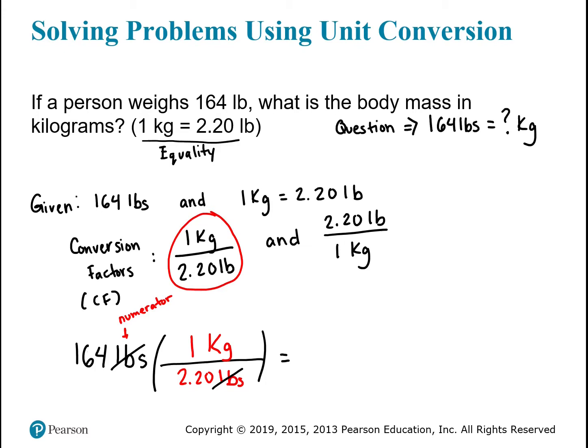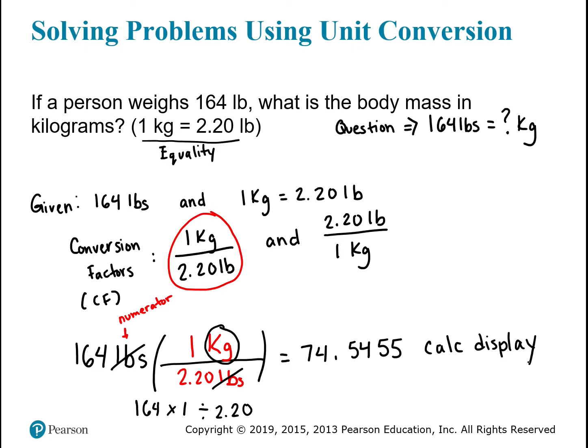So to do this, we're going to multiply 164 times 1 kilogram, which is the unit that we want left. Then you're going to divide by 2.20. Your calculator is going to give you a number. But we know that the calculator doesn't give us sig figs or units.